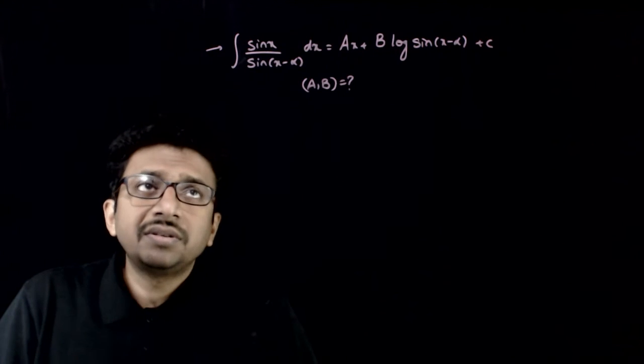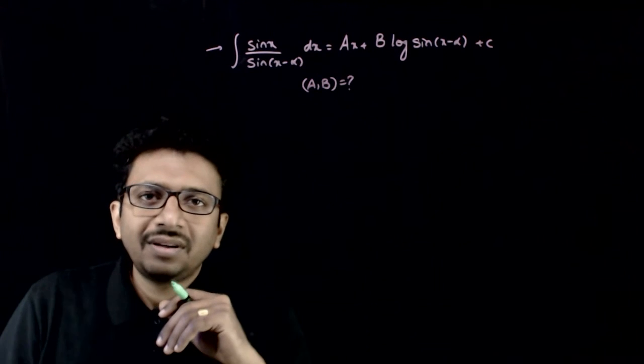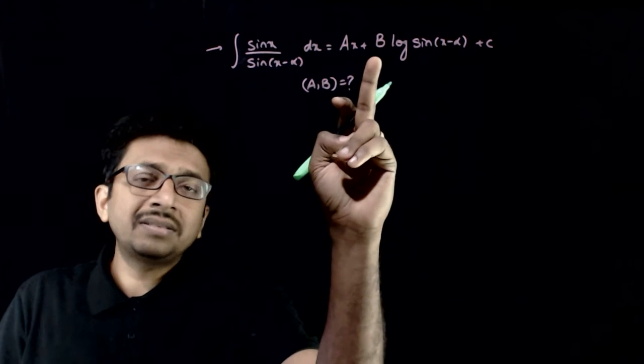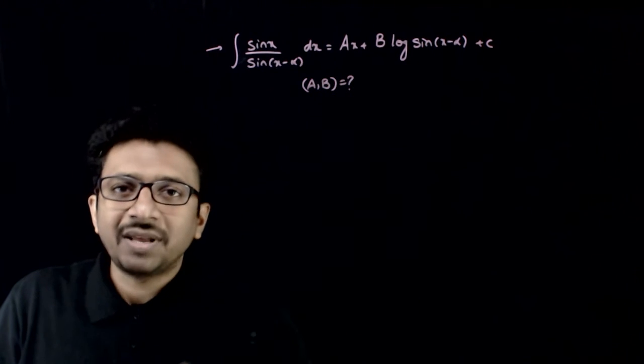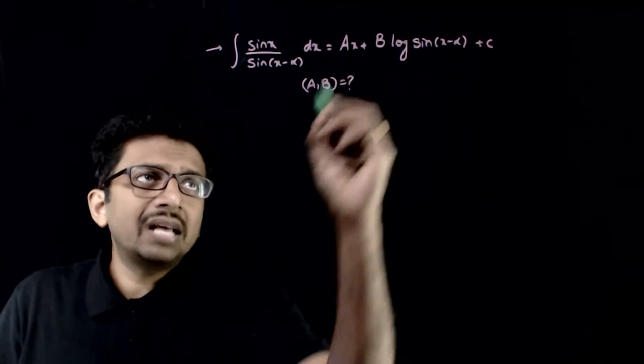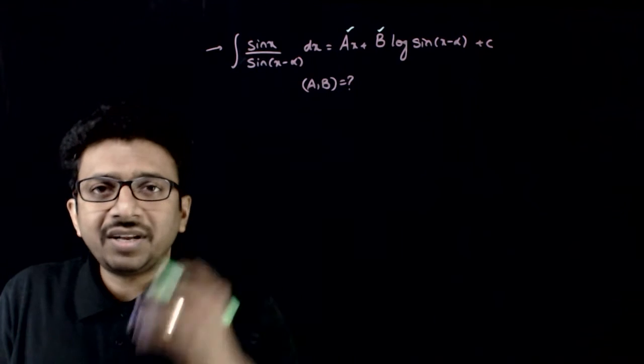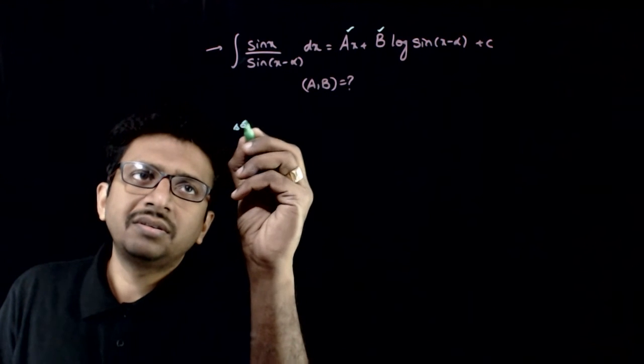So welcome students. In this question you're given that the integration of sin x by sin(x minus alpha) is equal to ax plus b log sin(x minus alpha) plus c. You're asked to find the values of these coefficients. So again, it's very straightforward integration.